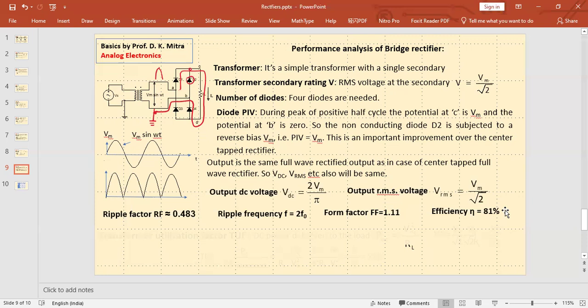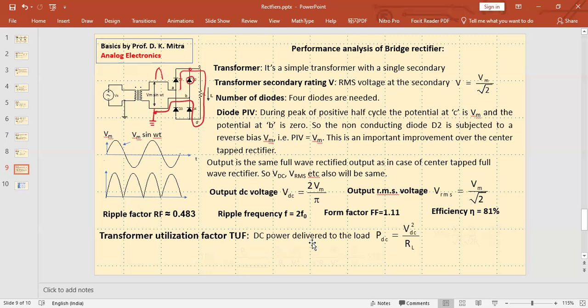Only 4 diodes are needed. But as I told you earlier, nowadays you can go to the electronics market and buy a single device with 4 rectifier diodes in one device. Anyway, then comes the transformer utilization factor.